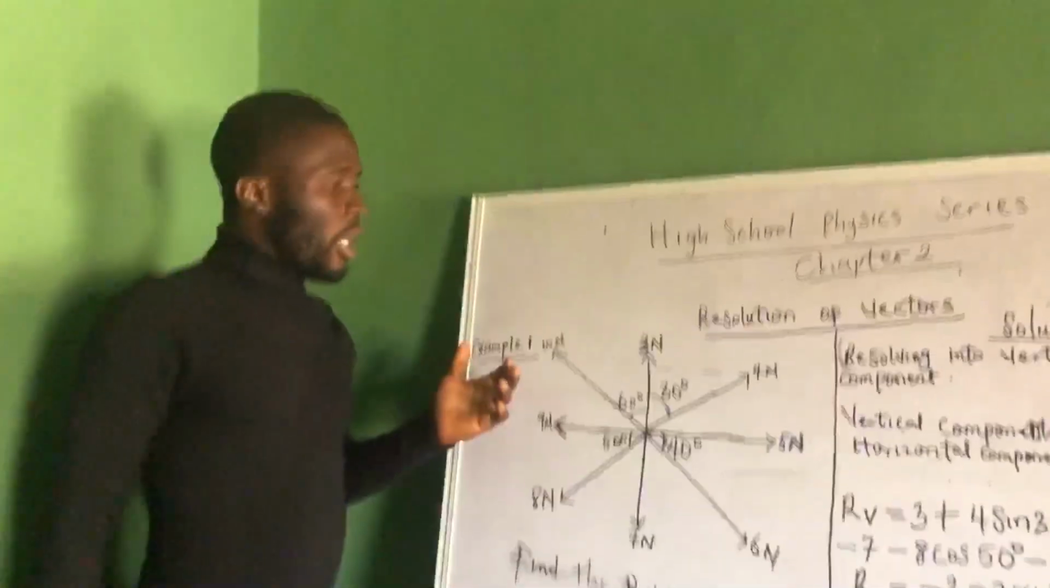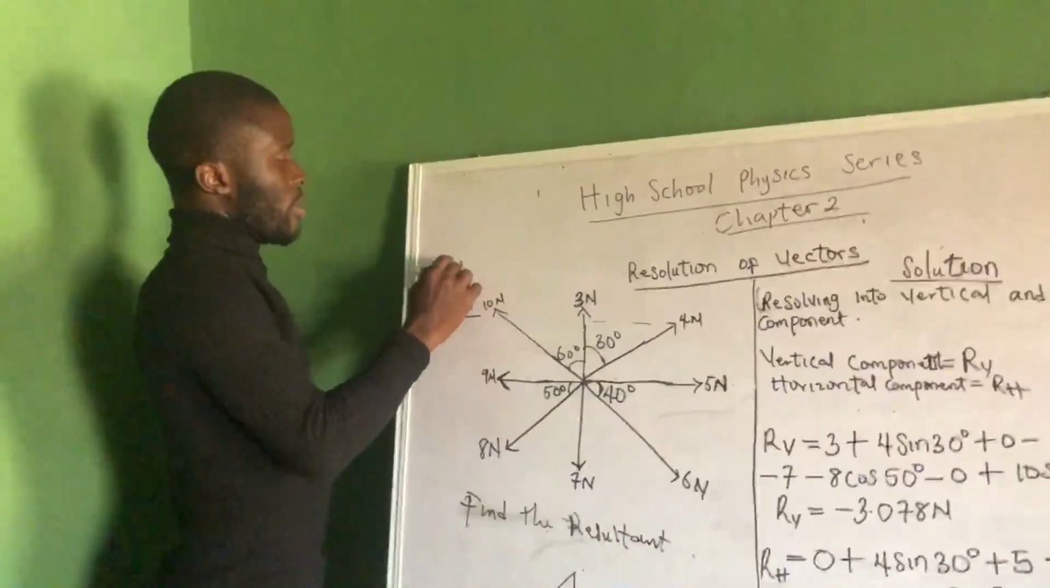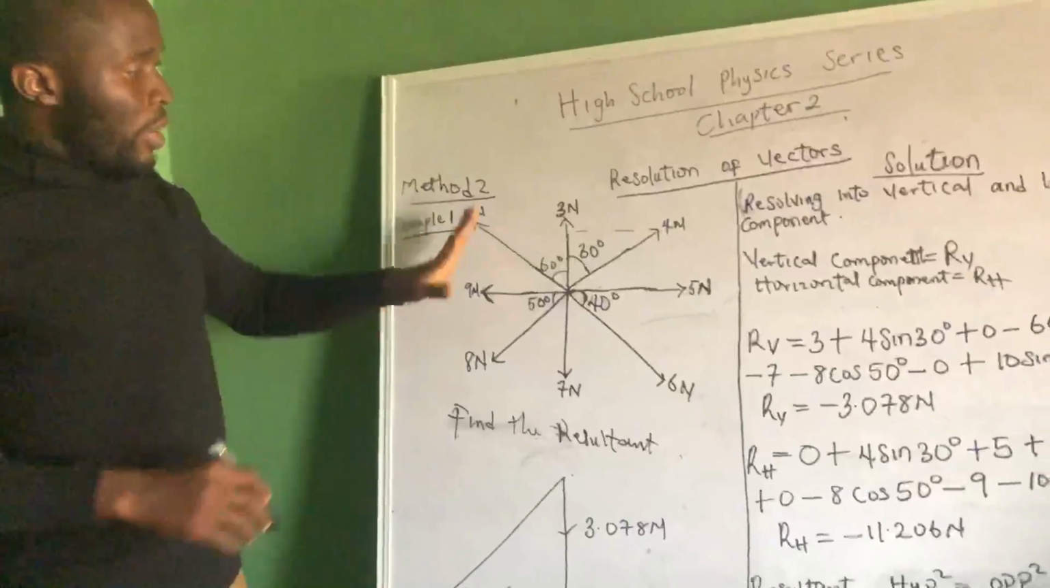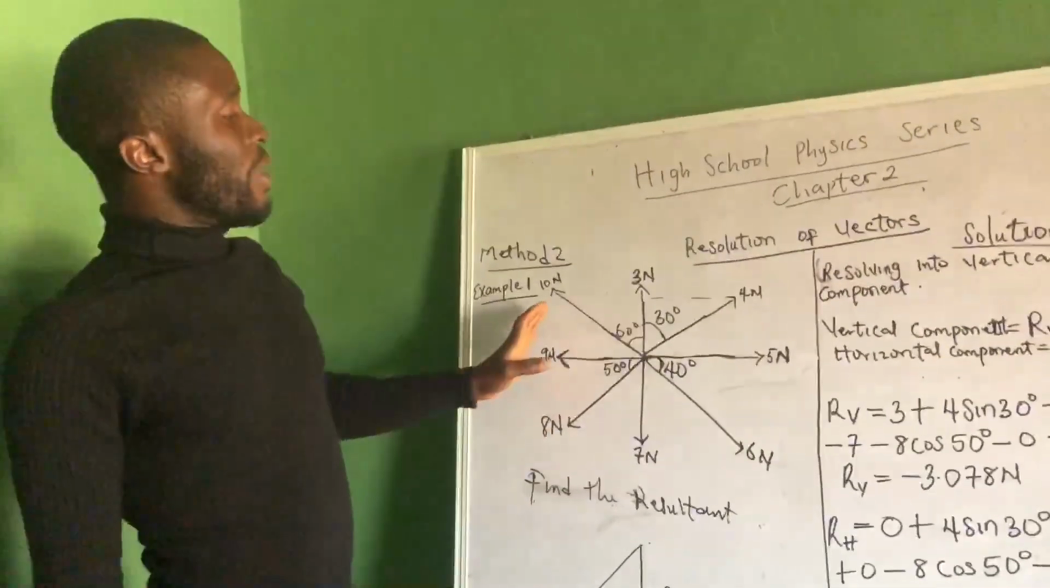Now, the last question, we want to look at another way of solving it. Let me just call that method 2. In this method, this is the same question we solved in the last video. Now, what are we going to do? We leave all the angles as they are.